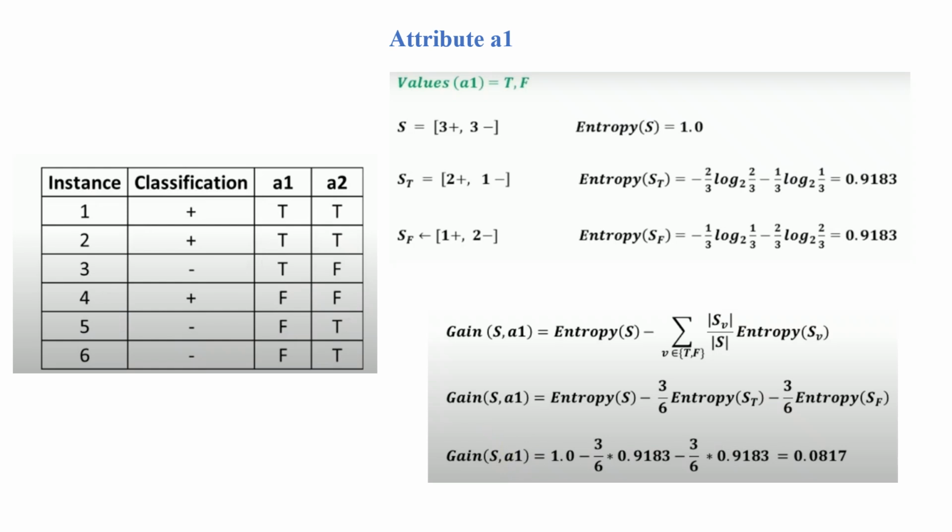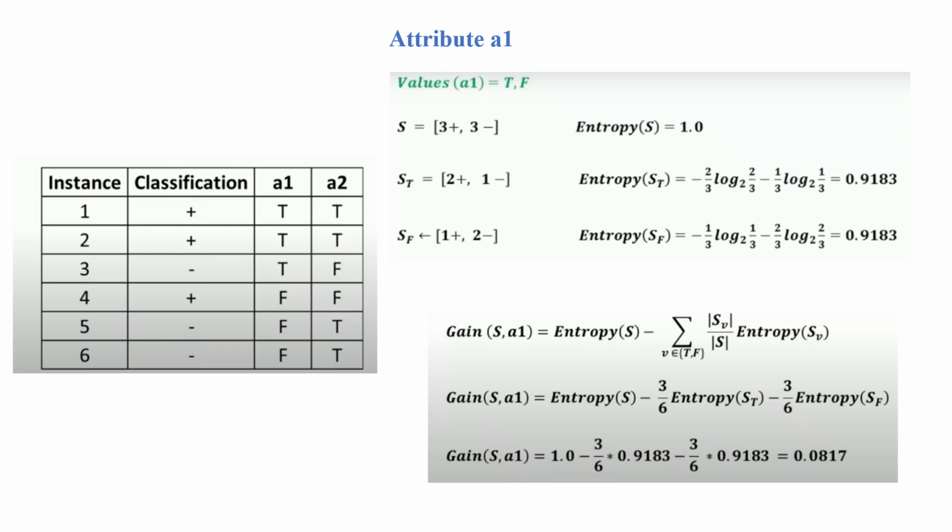The same way we are going to make a calculation for the false. For the false, in total 3 false we are having. Out of the 3 false, 1 is positive, 2 is negative. So for 1 positive, minus 1 by 3 log base 2 of 1 by 3. Again, 2 negatives we got, so minus 2 by 3 log base 2 of 2 by 3. After calculating, we got the same value.